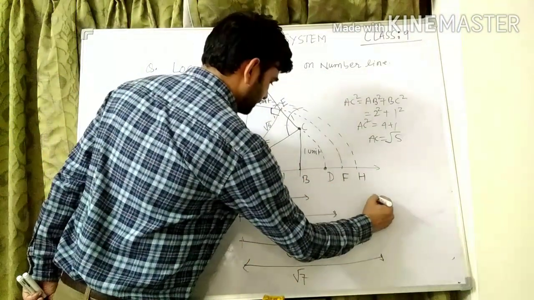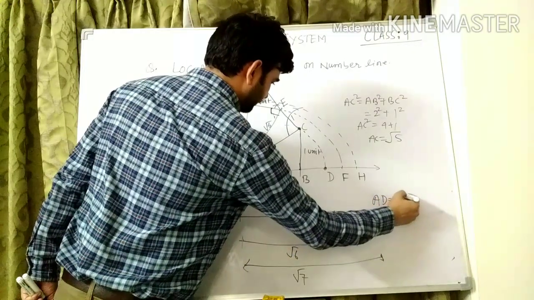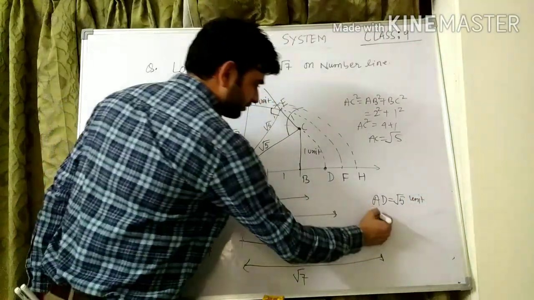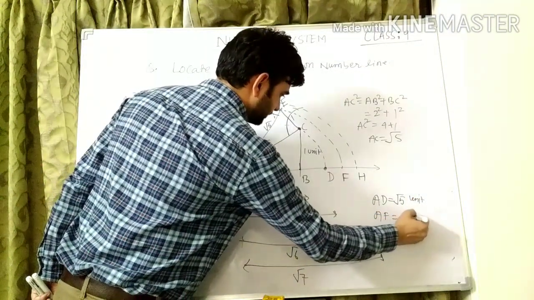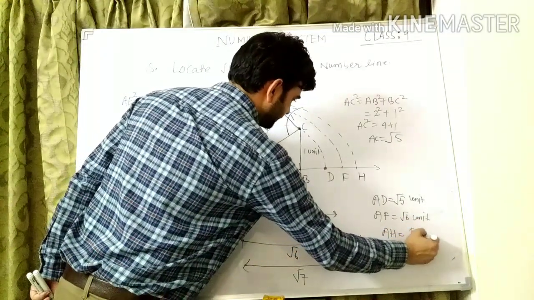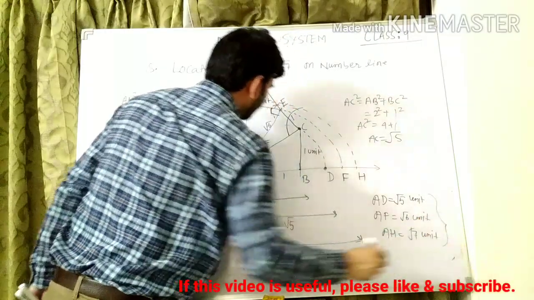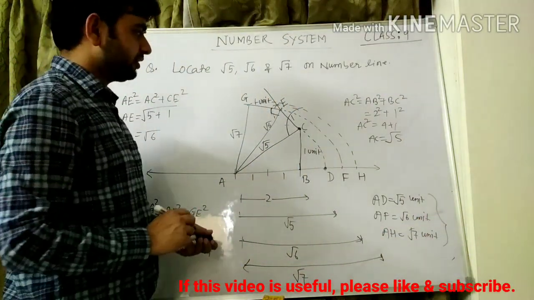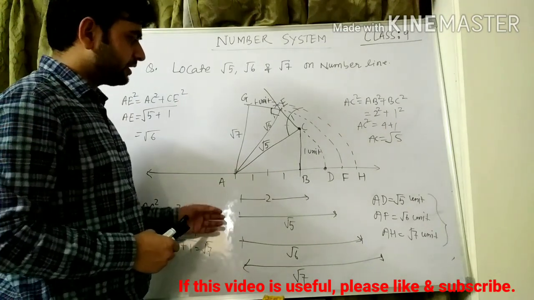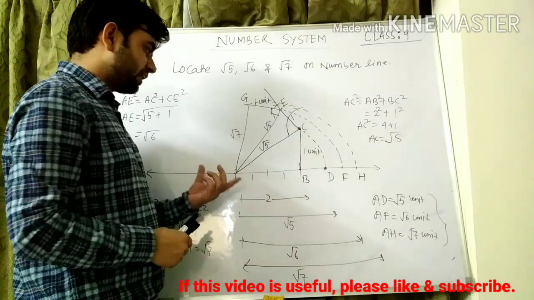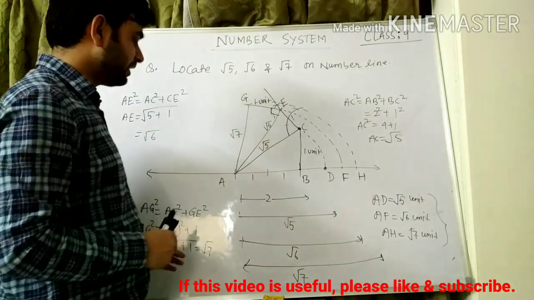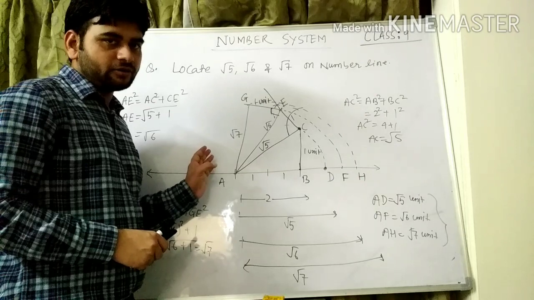Okay students, so here AD is equal to root 5 units, AF is equal to root 6 units, and AH is equal to root 7 units. Whatever steps we are following, we should write in the subjective paper in the exam. What we are doing here, you are just making the straight line using this line segment. So all steps you should write. Here I am not writing, so please write them down in the exam.